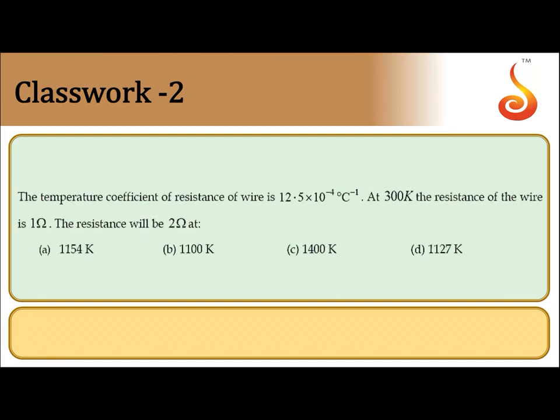Okay, we shall move on to next one. The temperature coefficient of resistance of wire is 12.5 into 10 power minus 4 per degree Celsius. At 300 Kelvin, the resistance of the wire is 1 ohm. The resistance will be 2 ohm at? So resistance has to be 2 ohm. At what temperature it will be 2 ohm? That is what they are asking. So it is given at 300 Kelvin, it is 1 ohm.